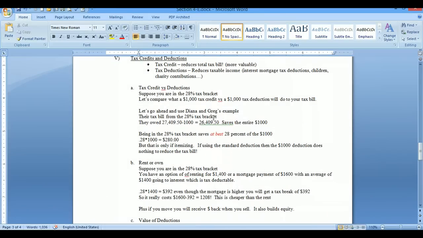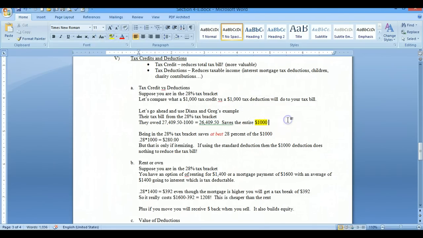Okay, let's go ahead and do a calculation. Suppose that you are in the 28% tax bracket. Let's compare what a $1,000 tax credit versus a $1,000 tax deduction would do to your tax bill. Let's go ahead and use Diana and Greg. They were in the 28% tax bracket barely, and they owed $27,409. If they had a tax credit of $1,000, it saves them the full $1,000, and they then owe $26,409.